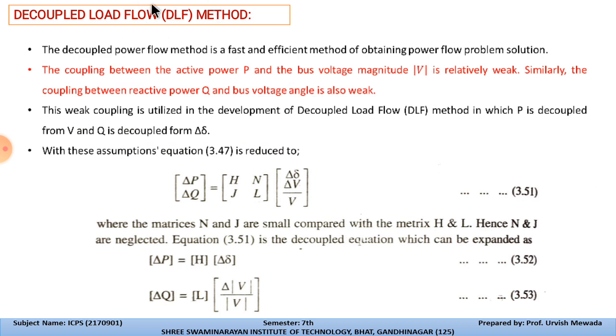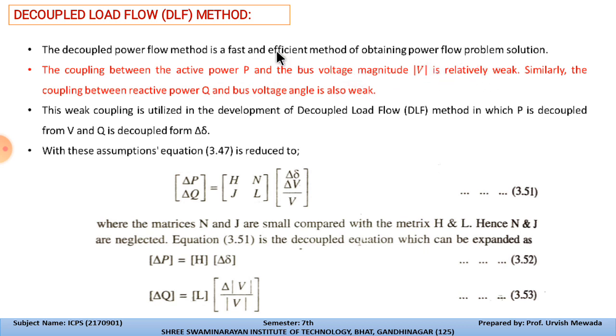Now, the decoupled load flow method is the method which we use for the load flow study, and the decoupled power flow method is a fast and efficient method of obtaining the power flow problem solution. So this method is fast compared to any other methods of load flow studies. And generally the coupling between the active power P and the bus voltage magnitude V is relatively weak.